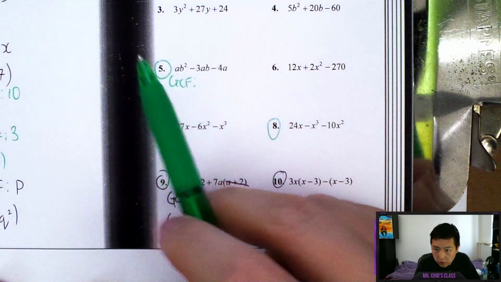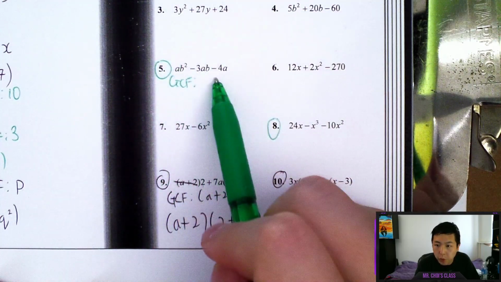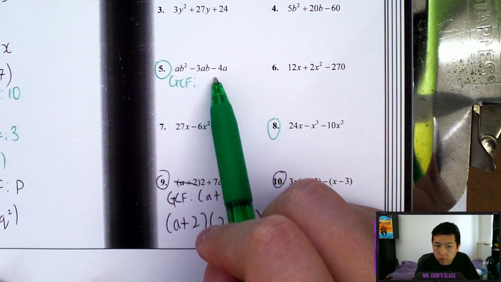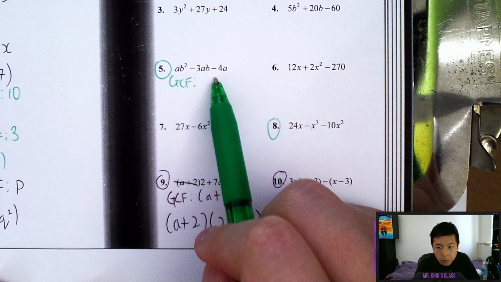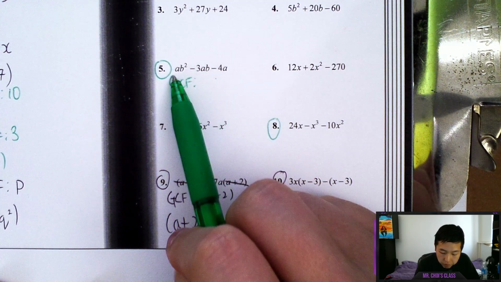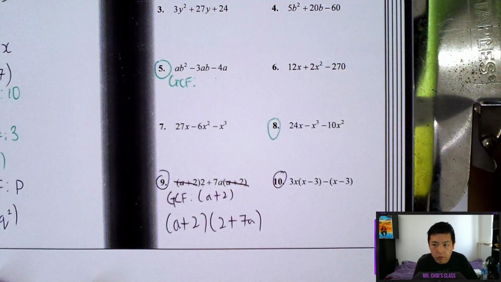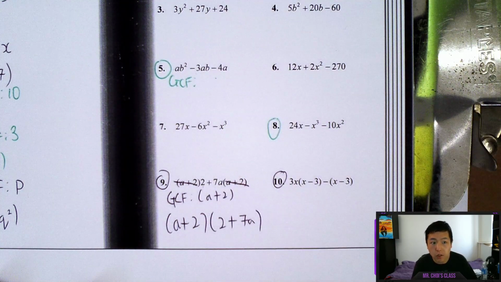So looking here, the numbers 1, 3, and 4. What's the smallest number? It's 1. But we don't take out 1. So do we take out a number in this case? No, we do not take out a number.